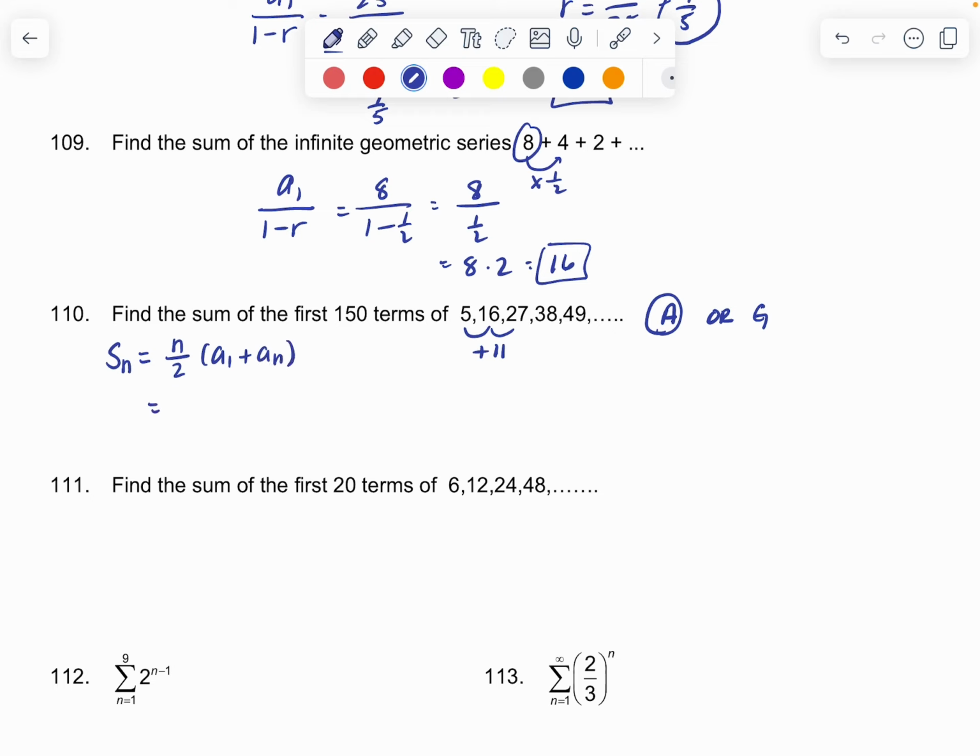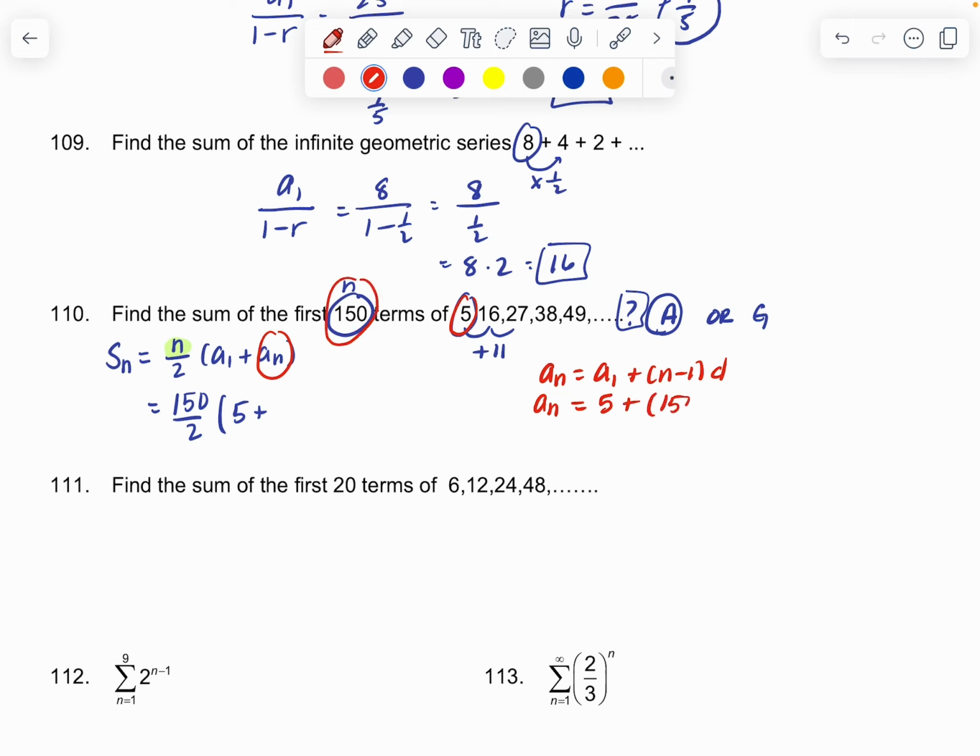Let's see if I have everything that I need. Remember again, the n is the number of terms. The number of terms is 150, that's your n. So I have 150 divided by 2 times a sub 1, the first term, which is 5. And a sub n, I do not know what the 150th term is. So I'm going to go to my other formula to find it. My other arithmetic formula is a sub n equals a sub 1 plus n minus 1 times d. So I'm looking for a sub n. That's going to equal a sub 1, which is 5, plus n minus 1. Well, the n is still this 150 minus 1 times the common difference, which is 11.